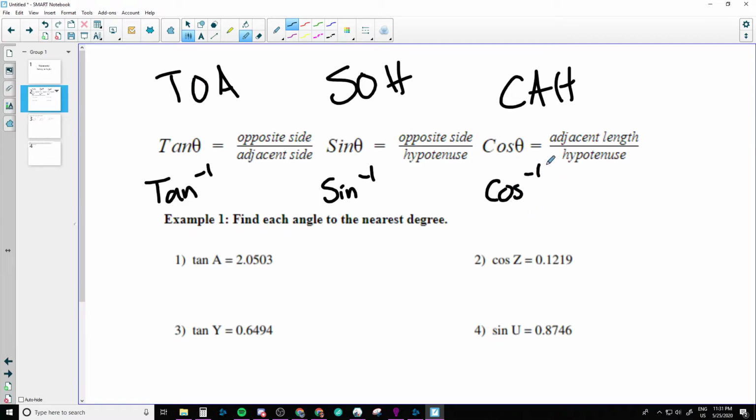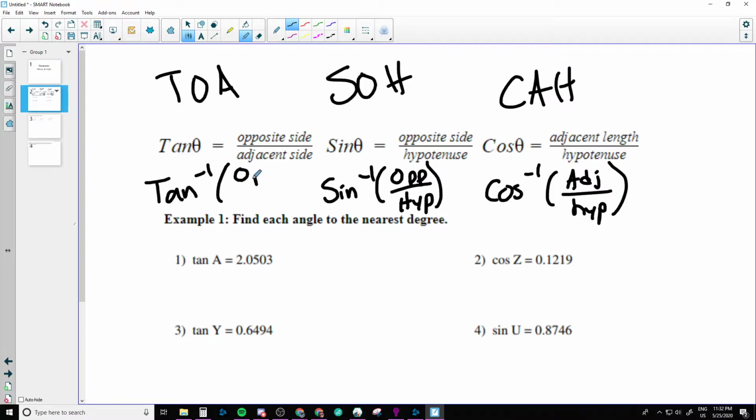And all we have to do is the second cosine function of adjacent over hypotenuse, or the second sine function of opposite over hypotenuse, or the second tangent function of opposite over adjacent. Okay, so we're just going to be using a different button this time. So let's take a look at these questions.